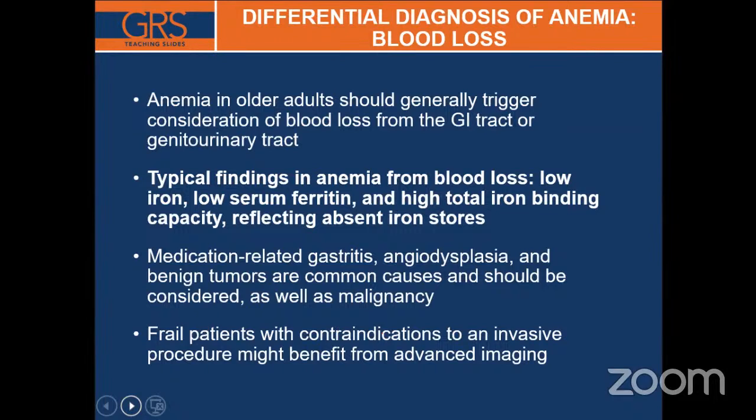The causes of anemia from blood loss include medication and gastritis, because older adults tend to have pain syndromes like osteoarthritis, and with chronic use of NSAIDs may have gastritis leading to chronic blood loss, angiodysplasia, and benign tumor. All are common causes and should be considered, as we said, as well as malignancy.